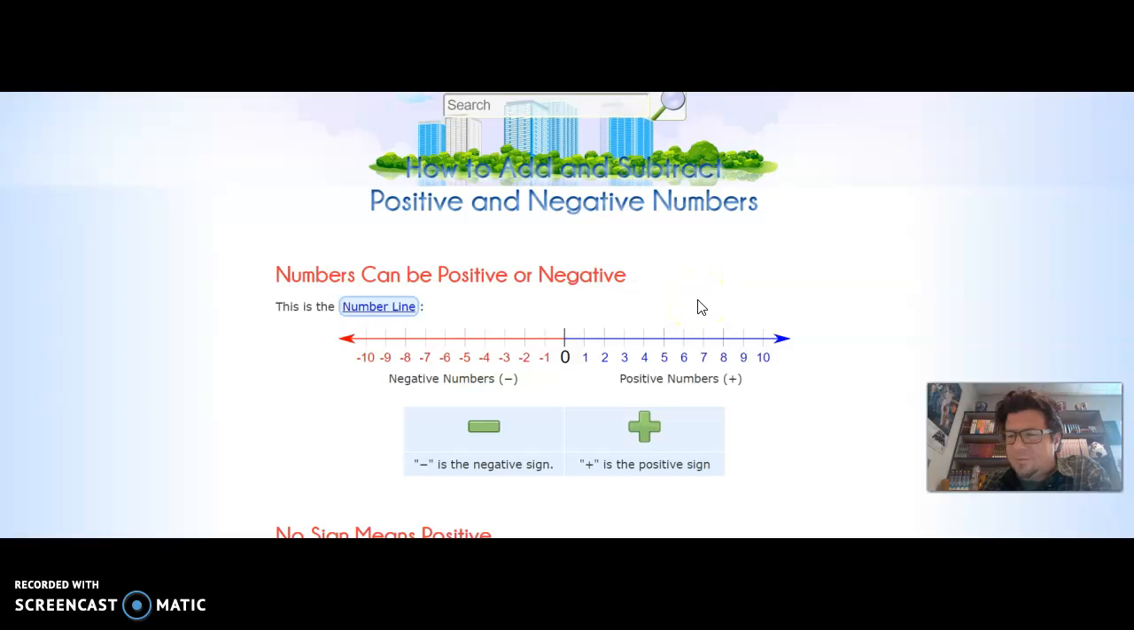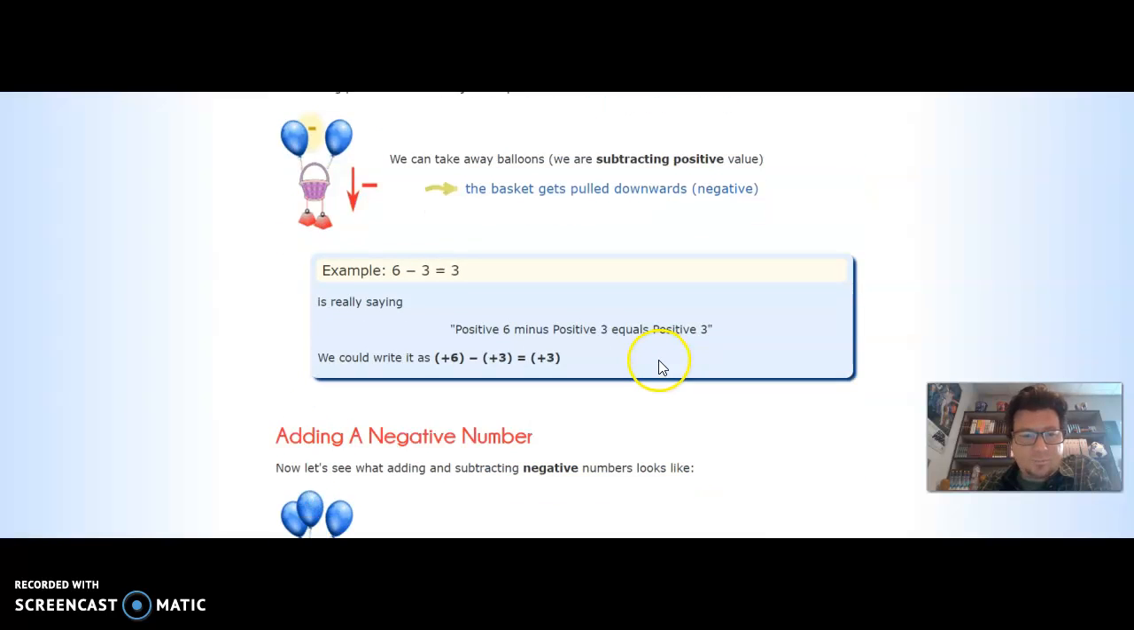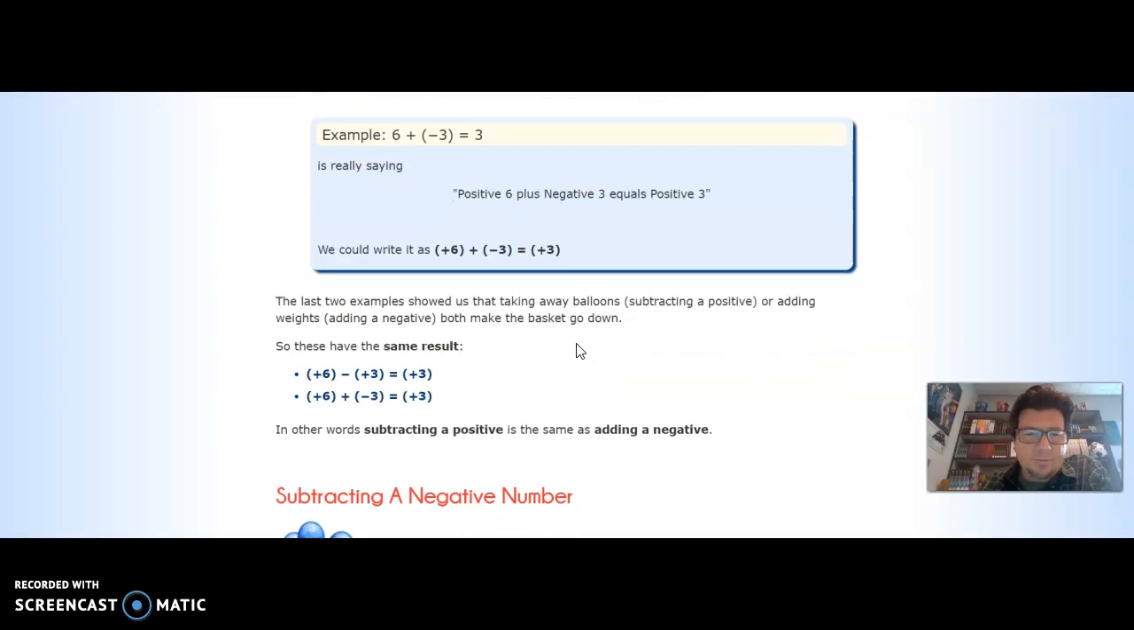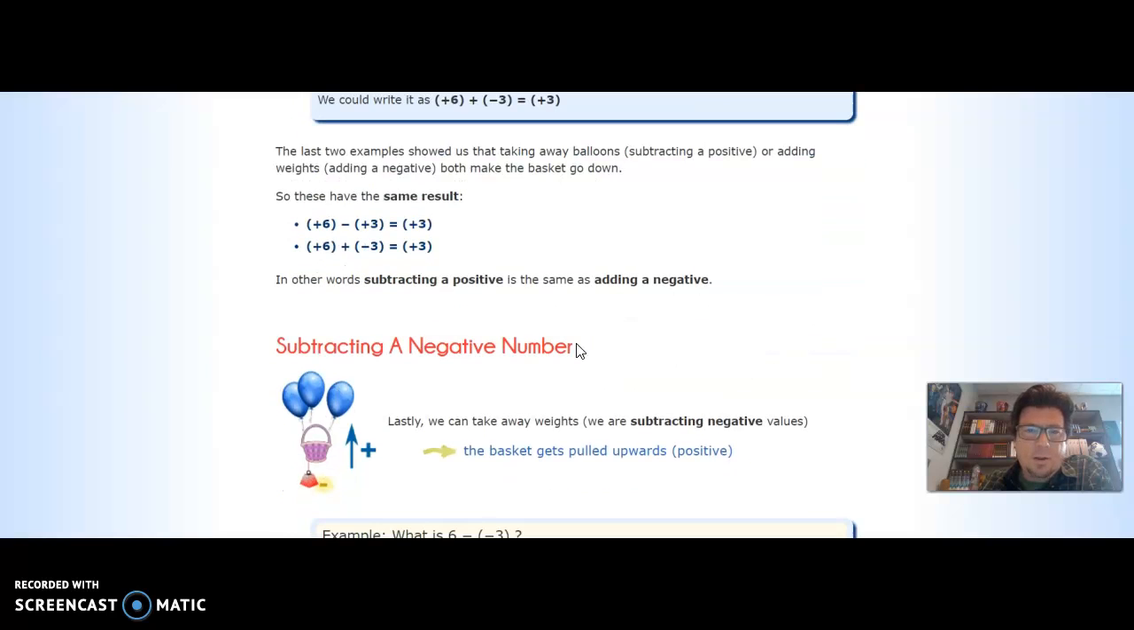Now, when you have a negative number, you're adding it. So if you add negative 3 to positive 6, you get the same answer: 1, negative 2, negative 3. Adding a negative does the exact same thing as subtracting a positive. So you see that comes out to 3, and the way it's written out is positive 6 plus negative 3 equals positive 3. So they have the same result.